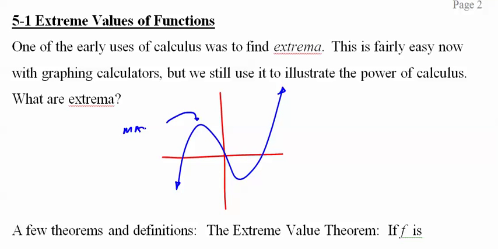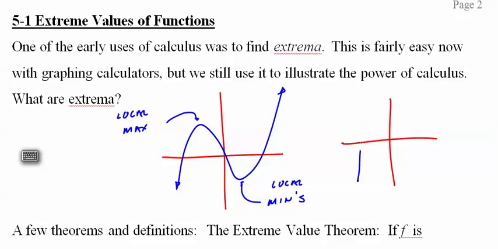So we have what are called maxes and mins. And they're just peaks and valleys. This is a local max because there's something higher out here, and this is a local min because there's something lower down here. If we didn't, we could also call it an absolute max or min.